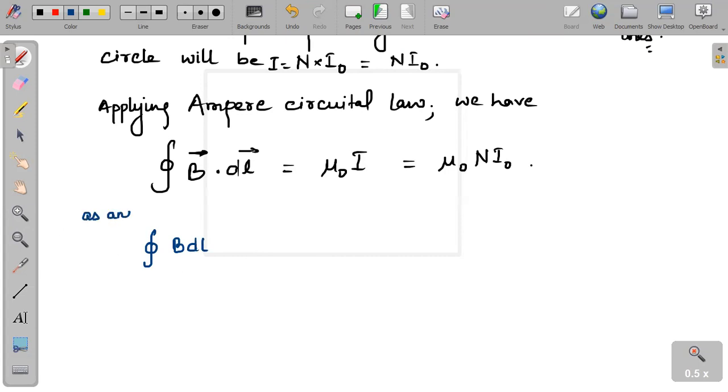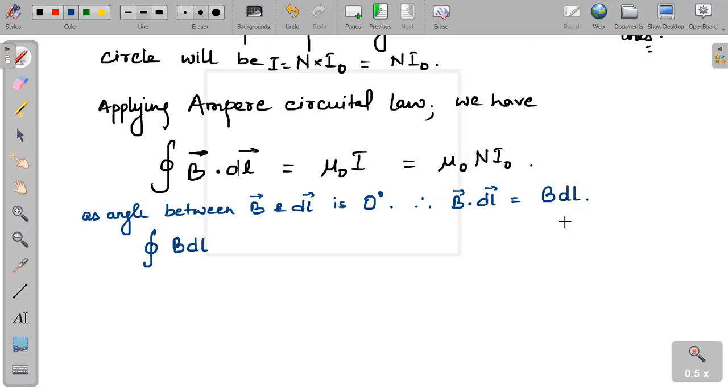So B vector dot dl vector is eventually going to be B dl, as the angle between B vector and dl vector is 0 degree. Therefore, B vector dot dl vector is equal to B dl. So this B dl is equal to mu naught N I naught.